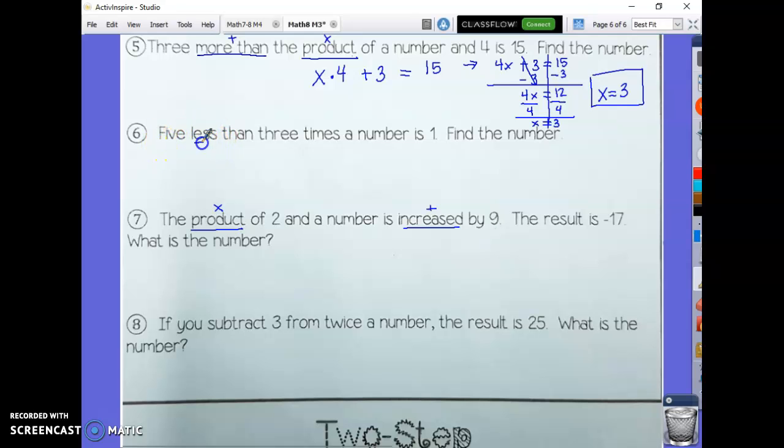5 less than means subtraction. 5 less than 3 times a number b. So you're multiplying the number by 3, then taking 5 away from that, and the result is going to be 1.